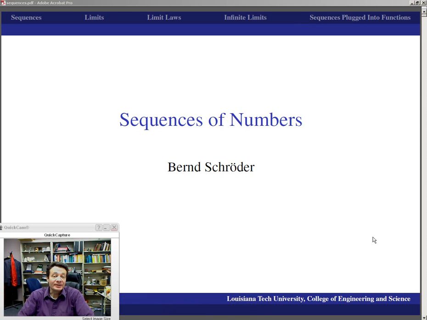Sequences of numbers can be covered at just about any time in the calculus sequence. The only restriction really is that you need to cover them before you talk about series of numbers, which is quite natural because series are sums of sequences of numbers. However, sequences can also be used to investigate limits and continuity of functions, and that is something that we will allude briefly to at the end of this presentation when we substitute sequences into functions.